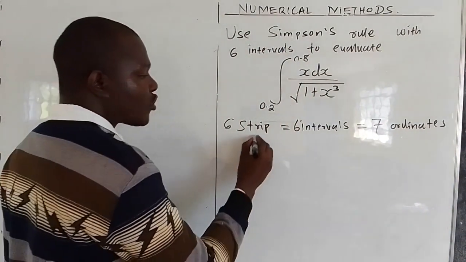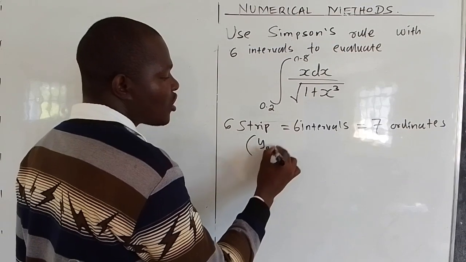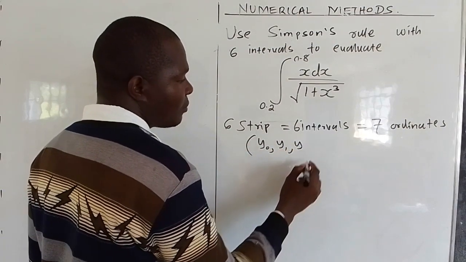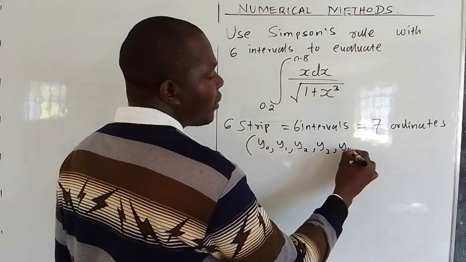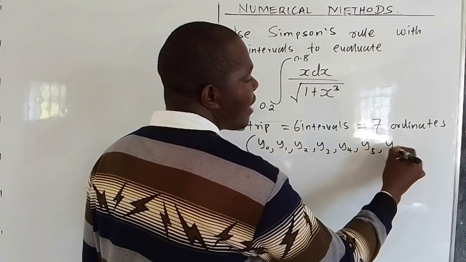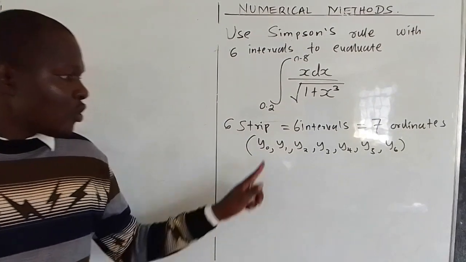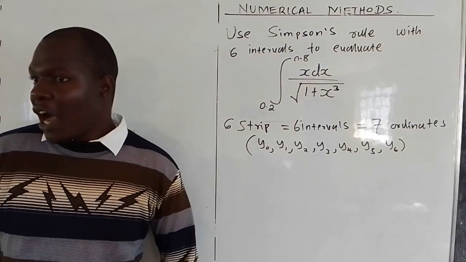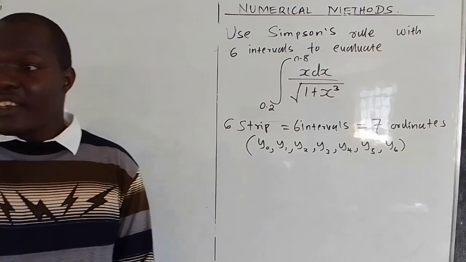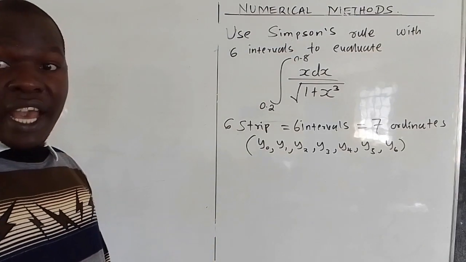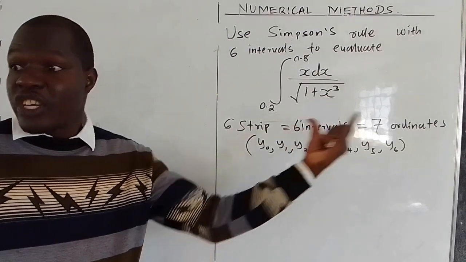Then you list those ordinates from Y node. So it is Y node, Y1, Y2, Y3, Y4, Y5, then Y6 is the 7th one because we started with Y node, isn't it? After you've listed all the ordinates you are going to use, the next thing to get is H, the size of each interval, isn't it?